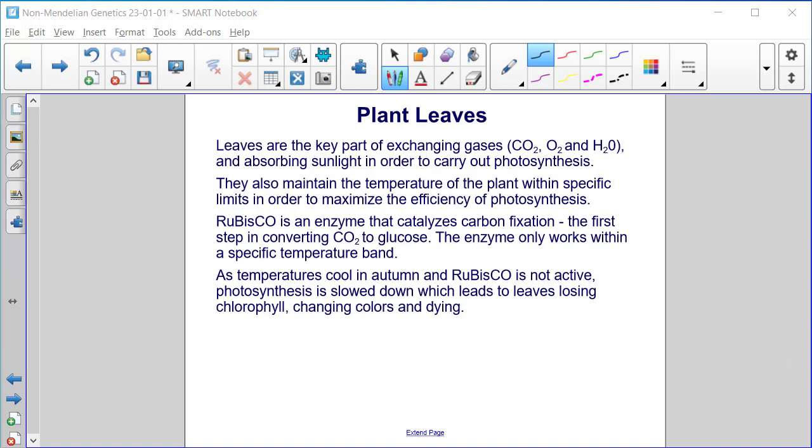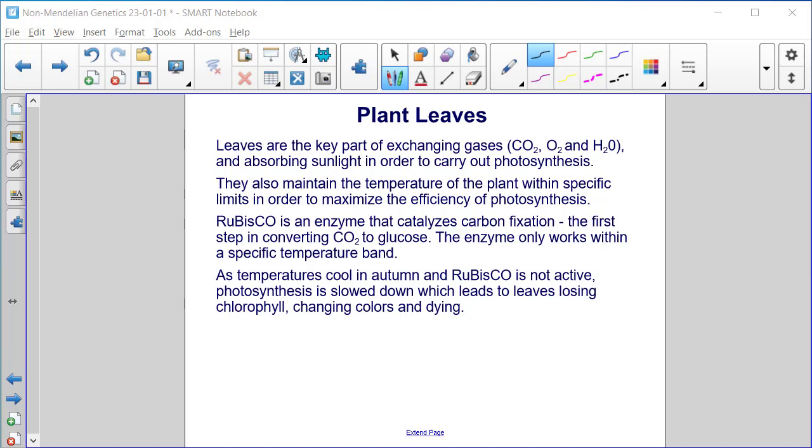Plant leaves. Leaves are the key part of exchanging gases, CO2, O2, and H2O, and absorbing sunlight in order to carry out photosynthesis. They also maintain the temperature of the plant within specific limits in order to maximize the efficiency of photosynthesis. Rubisco is an enzyme that catalyzes carbon fixation, the first step in converting CO2 to glucose. The enzyme only works within a specific temperature band.